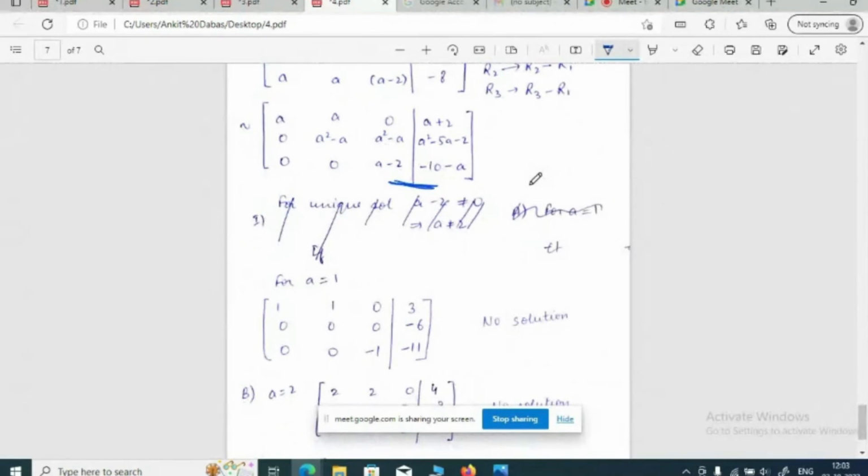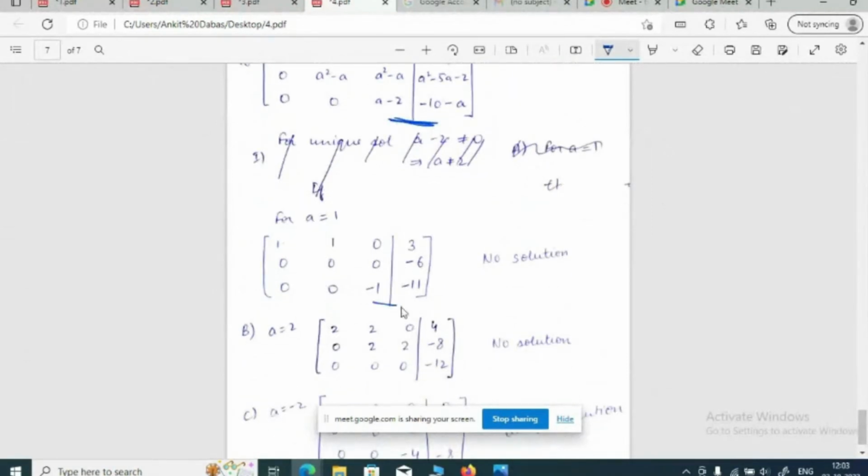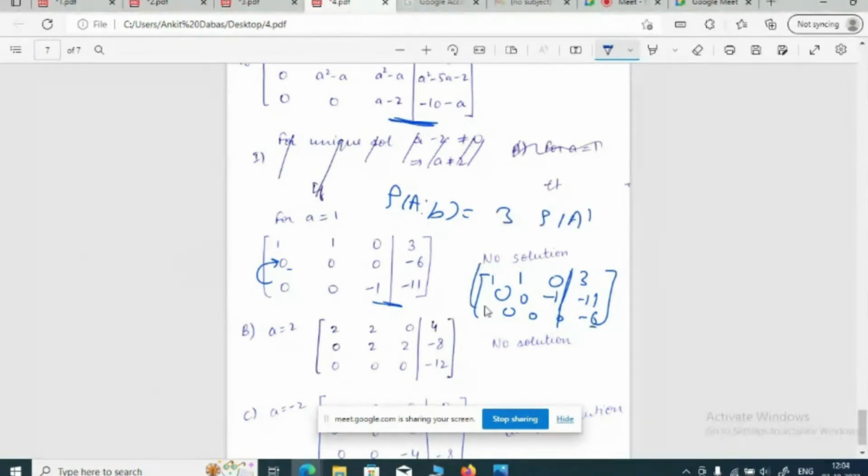For a equal to 1, this is the value we get. So here we can see that the rank of A augmented B is equal to 3. We will interchange these two rows. So what we will have here is 1, 1, 0, 3, 0, 0, minus 1, minus 11, 0, 0, 0, minus 6. So rank of A augmented B is equal to 3, but rank of A matrix, that is only this matrix, is equal to 2. So we will have no solution in this case.